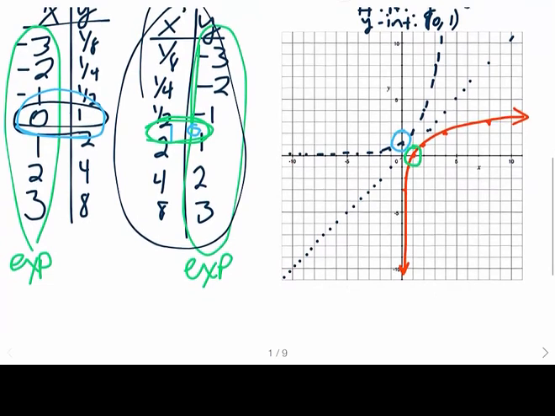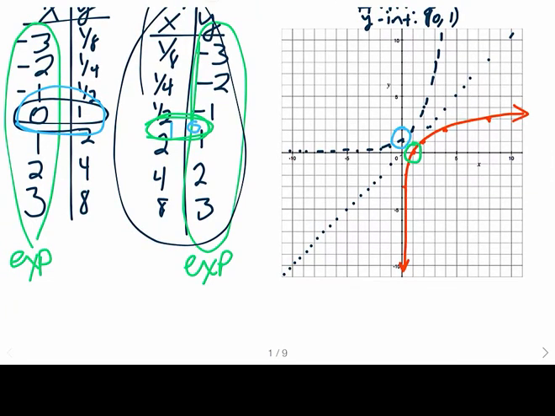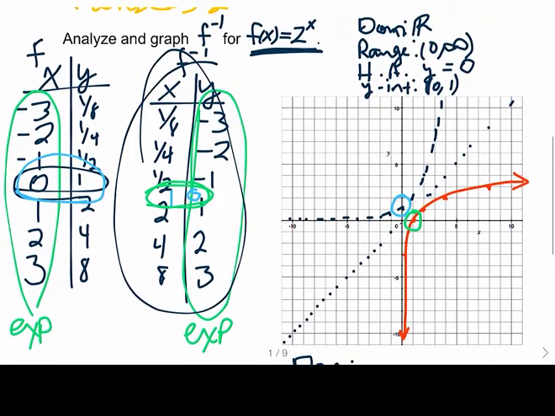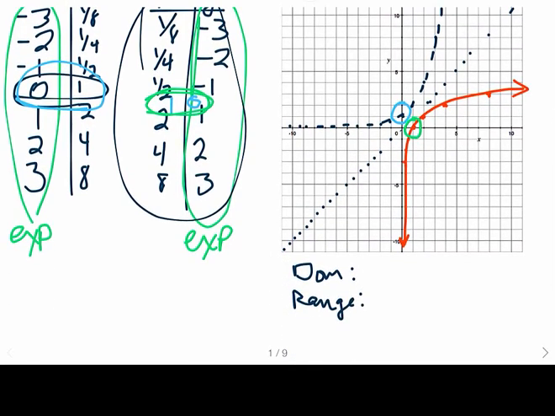Now, for the analysis portion, we can say that the domain and range are related to those of the original function. Remember that the domain and range switch. And so where the range of f is 0 to infinity, the domain of the inverse is going to be 0 to infinity.